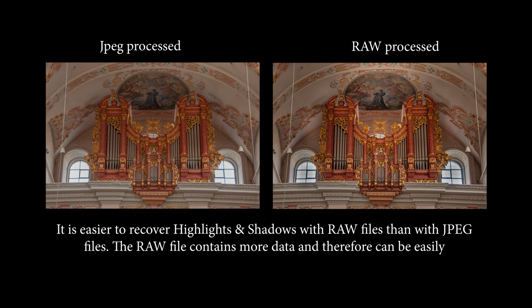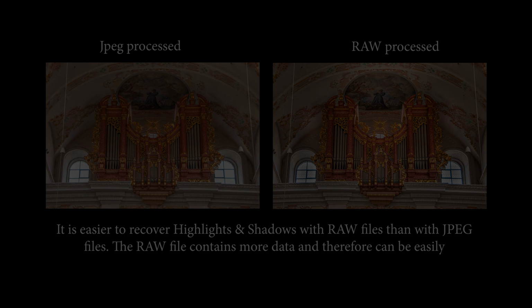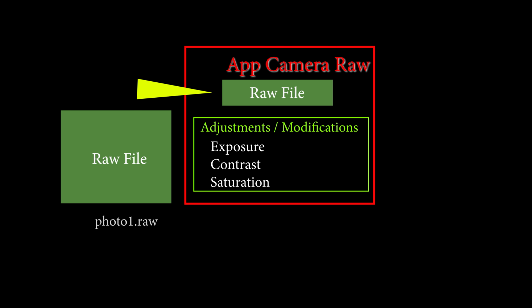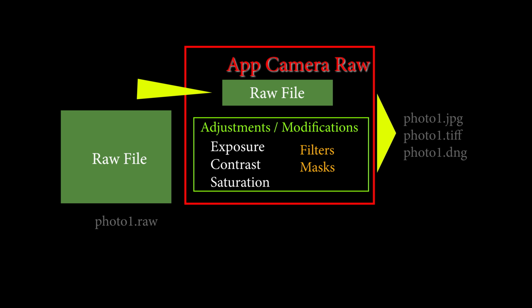So here's the difference between a processed JPEG file and a processed RAW file. The highlights and the shadows are much better in the RAW image. So a RAW file is opened up in Camera RAW where you may want to make some adjustments or modifications to the image, as in exposure, contrast, saturation, etc. You may want to apply filters and masks to this image to separate areas of the image, and then you may want to save this image either into a JPEG, TIFF or a DNG format. A DNG is a RAW format from Adobe, and thereafter you may want to process it in Photoshop.